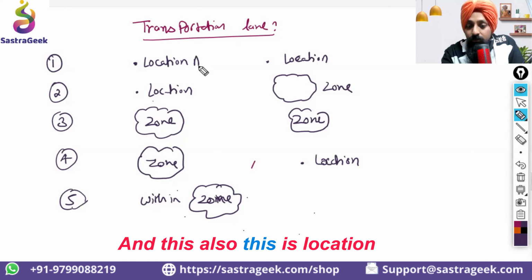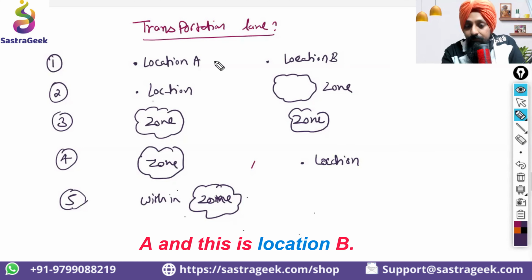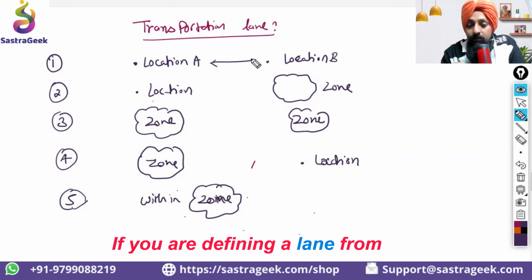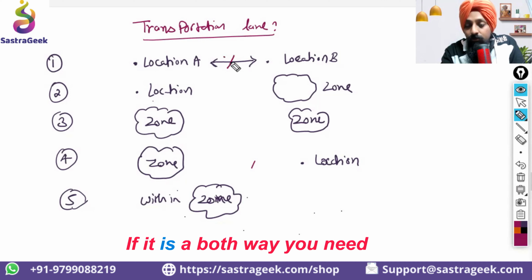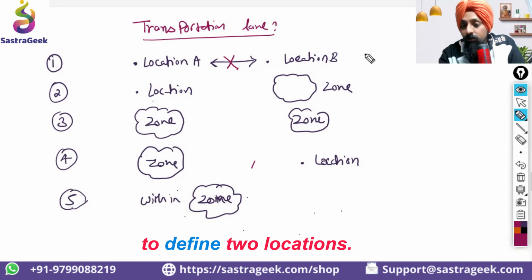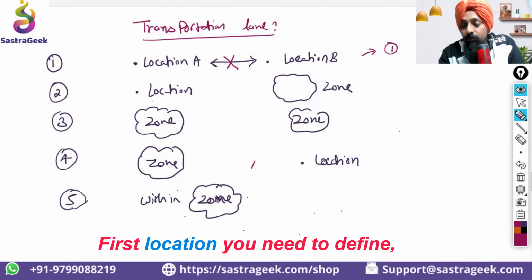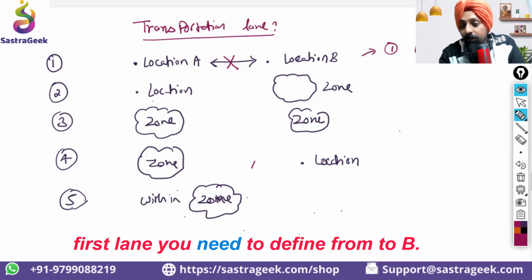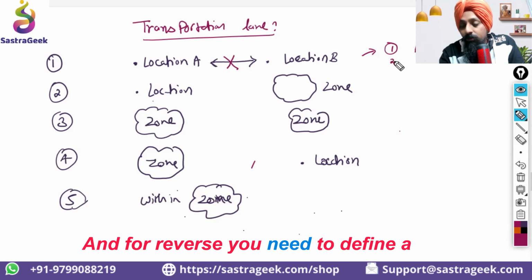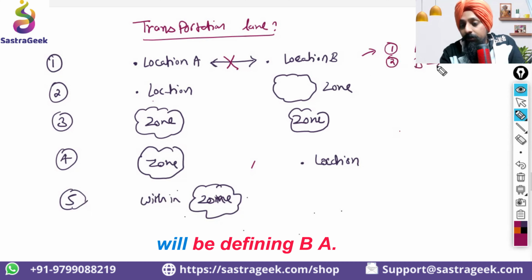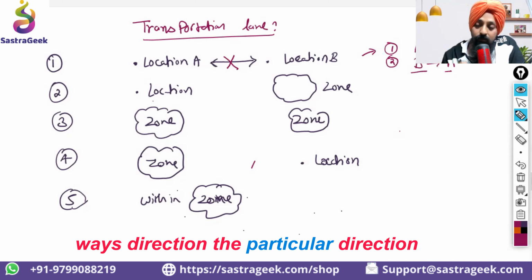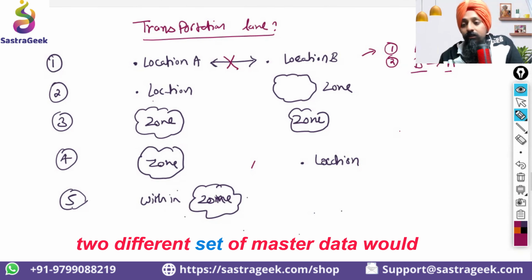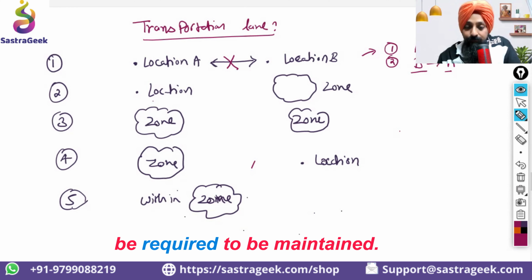And this is location A and this is location B, right? If you're defining a lane from location A to location B, it cannot be defined like this with both arrows. If it is both ways, you need to define two lanes. First lane you need to define from A to B. And for reverse, you need to define a separate master data, which will be defining B to A. Okay, the two need to be defined. It is not both ways direction. For a particular direction, two different sets of master data would be required to be maintained.